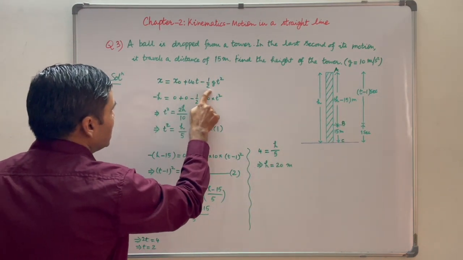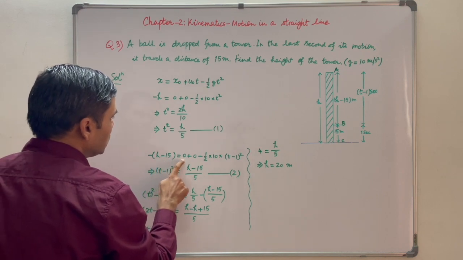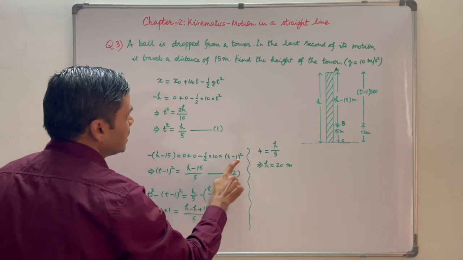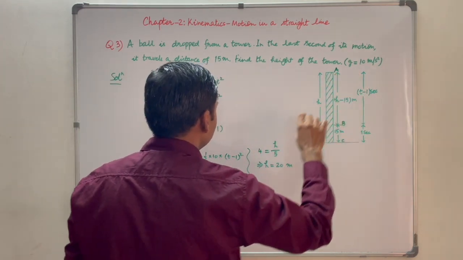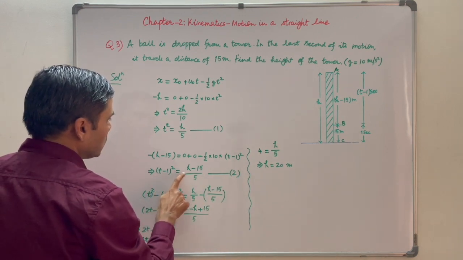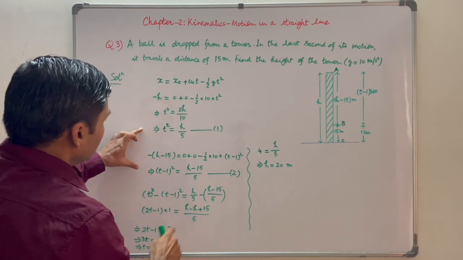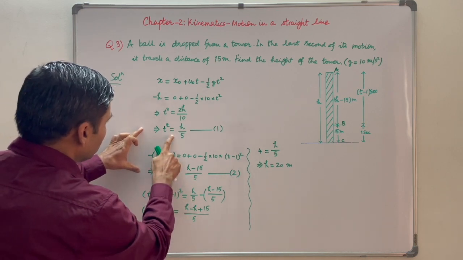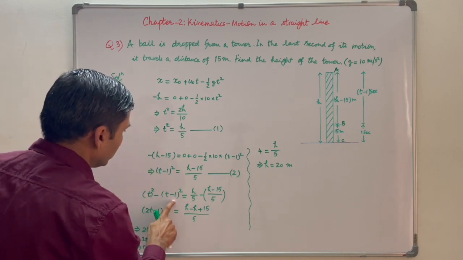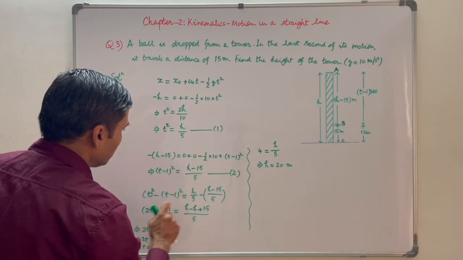Applying the same equation again, minus (h minus 15) is equal to 0 plus 0 minus 1 by 2 g into time, which is t minus 1 second for section AB. So t minus 1 whole square is equal to (h minus 15) upon 5. Now subtracting equation 2 from equation 1, it will be t square minus (t minus 1) whole square is equal to h upon 5 minus (h minus 15) upon 5.